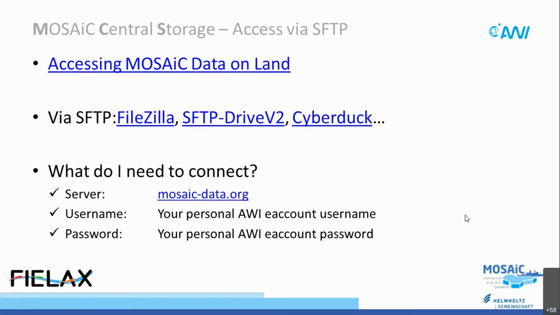And what do you need to connect? First of all, you need the server, which is mosaic-data.org. Then you need your personal AWI account username. That's what you get from e-account. And then you need a password. That's also your personal password, and it's not the same password you had on board if you were on Polarstern. So on land, you have another password.